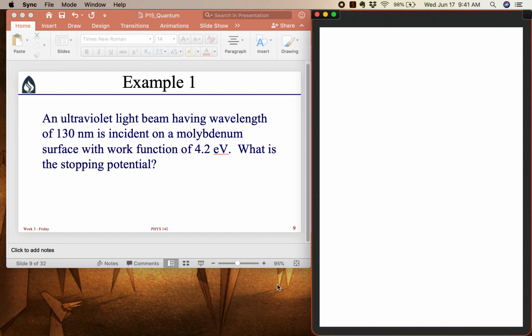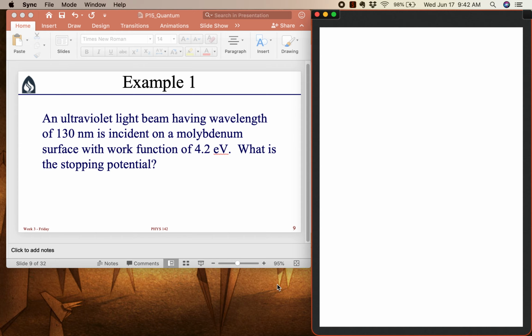Next, we'll take a look at a photoelectric effect example problem. In this example, an ultraviolet light beam having a wavelength of 130 nanometers is incident on a molybdenum surface with a work function of 4.2 electron volts. What is the stopping potential?